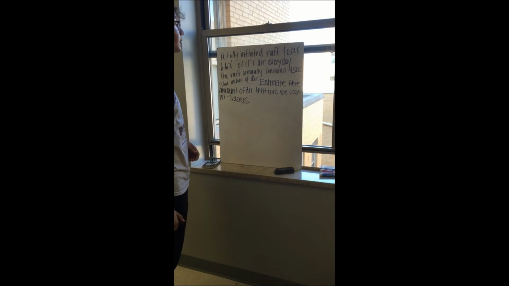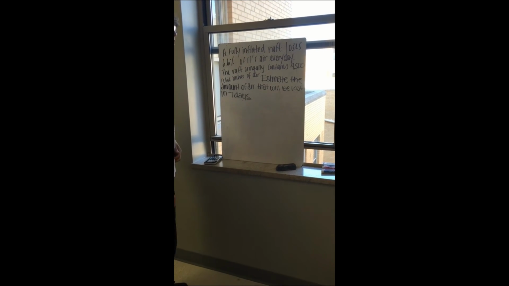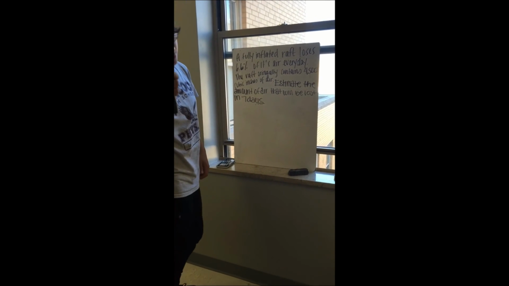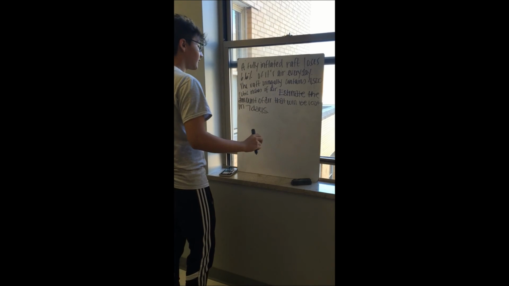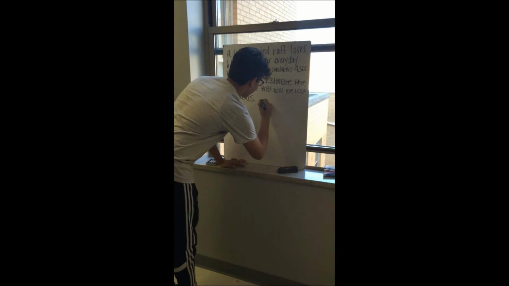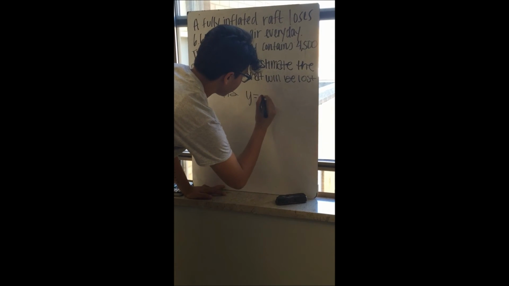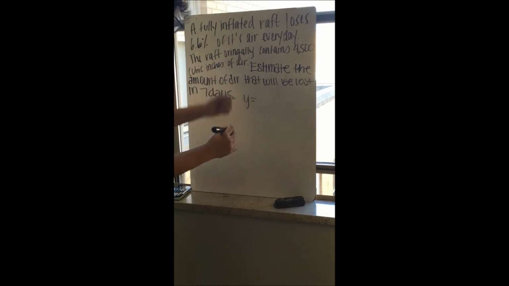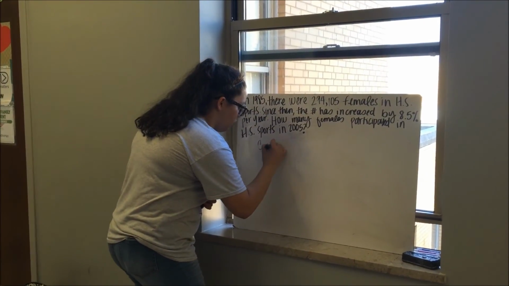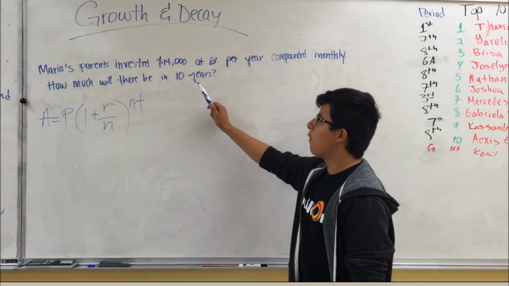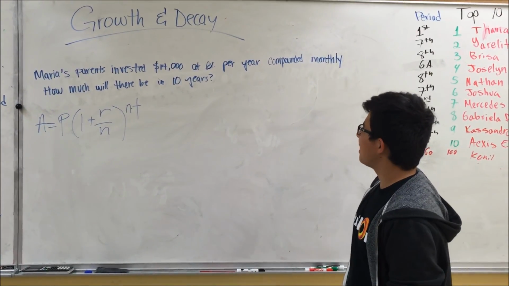This is an equation for exponential decay, and you have to remember this because it's important. It's the equation to solve this. This problem involves the exponential growth equation. Rio's parents invested $14,000 at 6% per year compounded monthly.